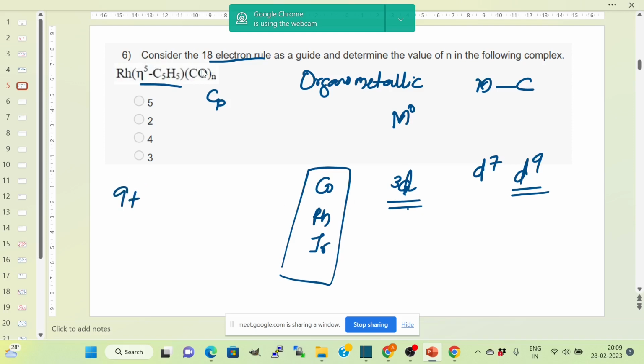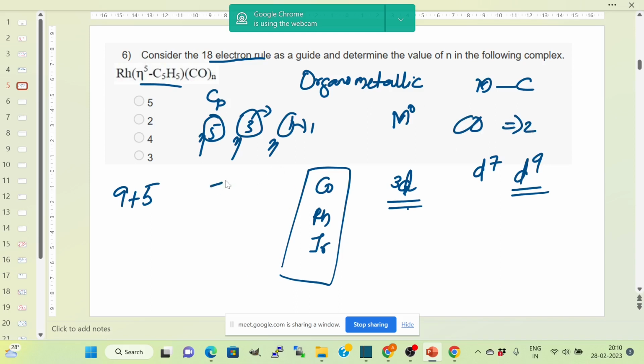Then Cp has different modes, like it can be eta 5, eta 3 or eta 1. Eta 5 means it is giving 5 electrons, eta 3 means it is giving 3 electrons, eta 1 means it is giving 1 electron. So whenever we have 5, 3, 1, we will take the corresponding values. Here we have 5, so we will take 5 electrons, and each neutral ligand will give 2 electrons. Carbon monoxide is a neutral ligand, so this will give 2. But we don't know how many, right?